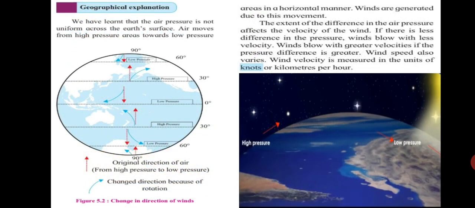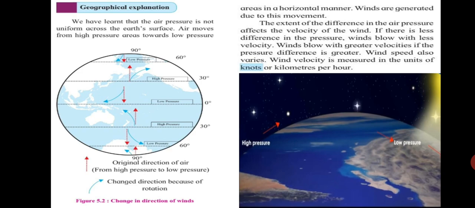We have learned that the air pressure is not uniform across the Earth's surface. In the previous chapter, you learned about air pressure. Air moves from high pressure areas towards low pressure areas in a horizontal manner. Winds are generated due to this movement. The extent of the difference in the air pressure affects the velocity of the wind.